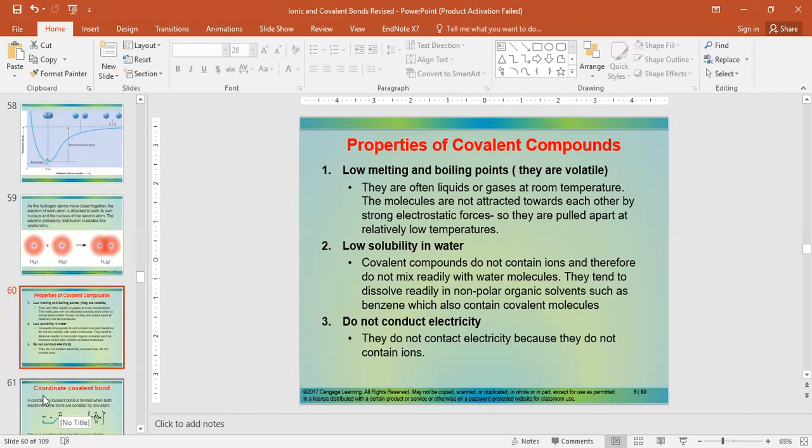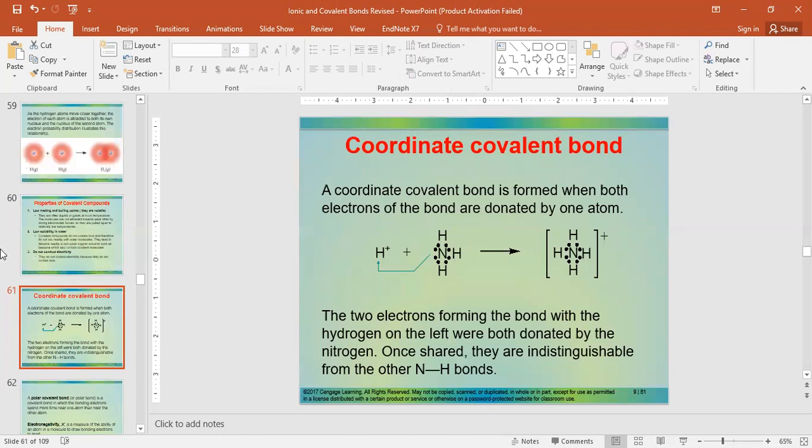Now, what follows here is the illustration of formation of a coordinate or dative bond. A coordinate bond is formed when both electrons of the bond are donated by one atom. For example, you can see ammonia here. Ammonia is a compound where the nitrogen, the central atom, has a lone pair of electrons. Then you bring H+. H+ has no electrons at all. It has already lost the only electron that it had, but it still has a chance to accommodate 2 electrons. So it comes with nothing, but it is yearning for 2 electrons.